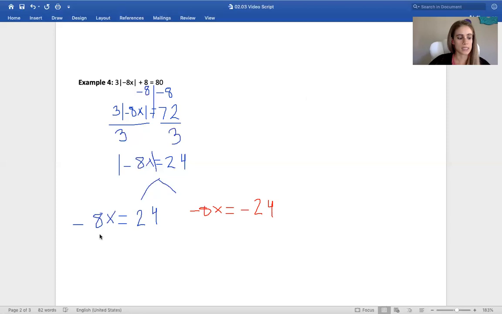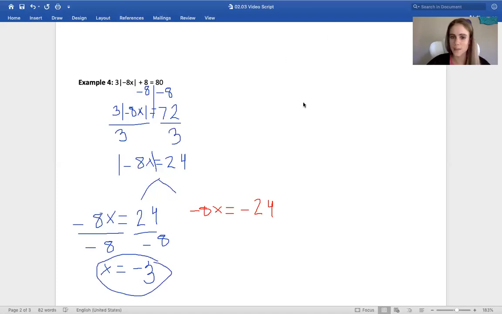All right, -8 times x, the inverse of multiplication is division. So we'll divide both sides by -8. So we are left with x is equal to what? Yeah, -3. There we go.